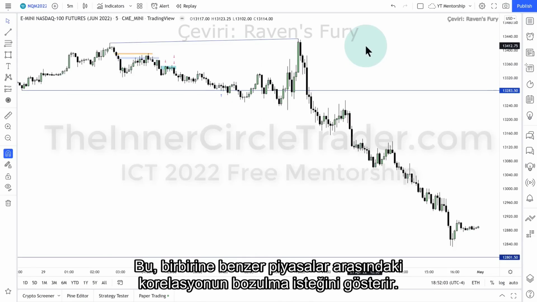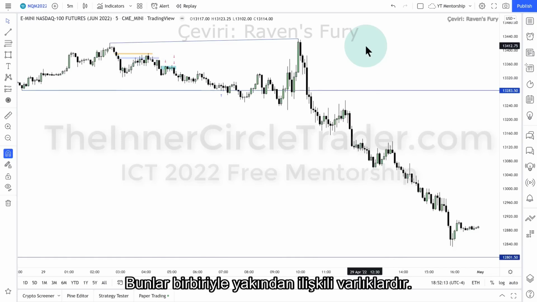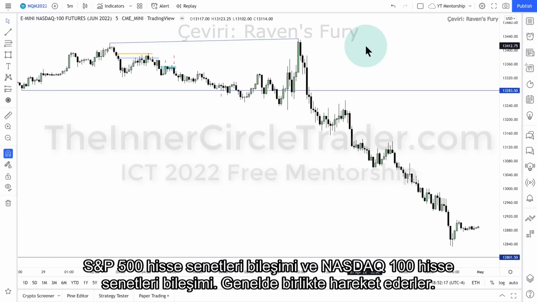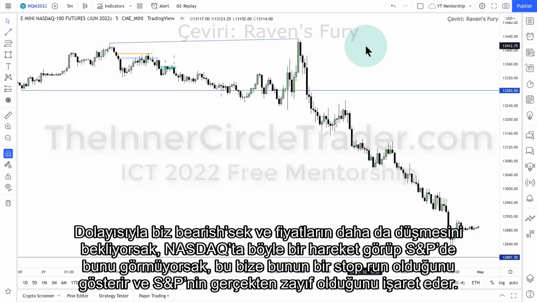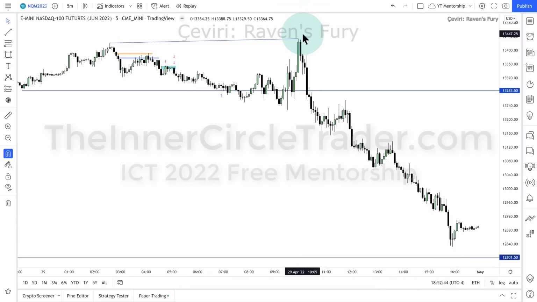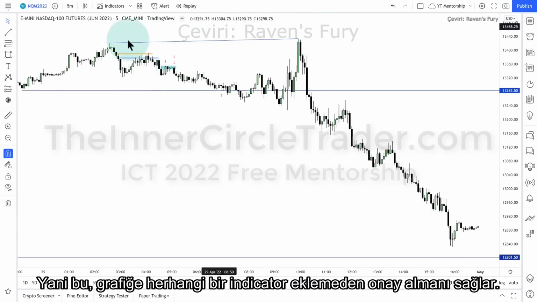It's showing a willingness to crack the correlation between like markets. These are closely correlated assets: the S&P 500 stocks composite and a NASDAQ 100 stocks composite. They generally move together in tandem. Not all the time. So if we're bearish and we're expecting lower prices, and we see this, but the S&P doesn't do it, that's showing you that this is a stop run, and it shows that S&P is really weak. So this gives you confirmation without using an indicator, okay, without having anything on the chart.